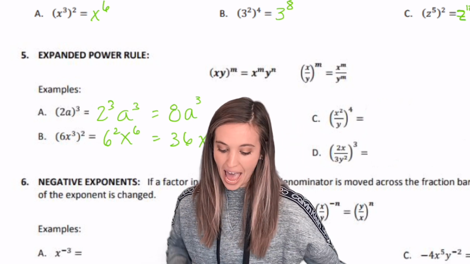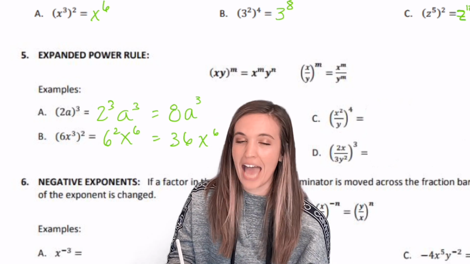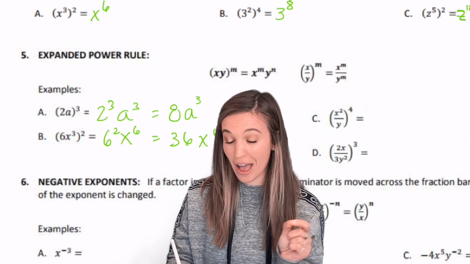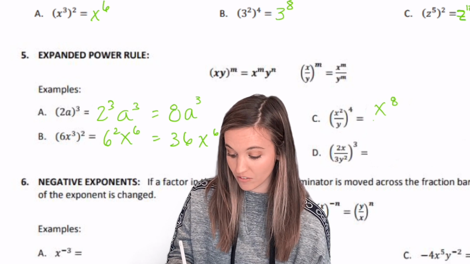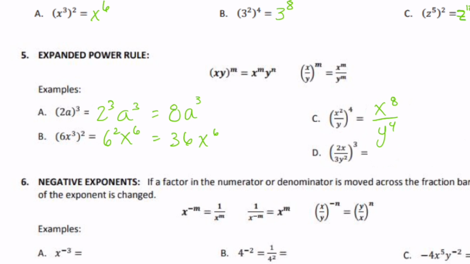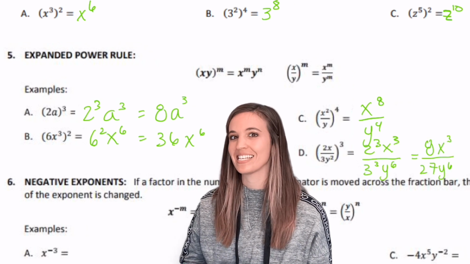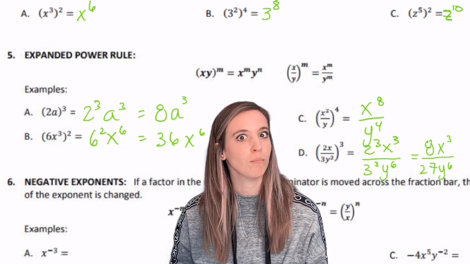Let's look at C. X squared divided by y all to the 4th power. Okay, here we go. X to the 2nd to the 4th power. Close by, multiply. X to the 8th divided by y to the 4th. No big deal. Try that last one. Check your answer. 8x to the 3rd divided by 27y to the 6th. Be really careful. Close by, multiply.